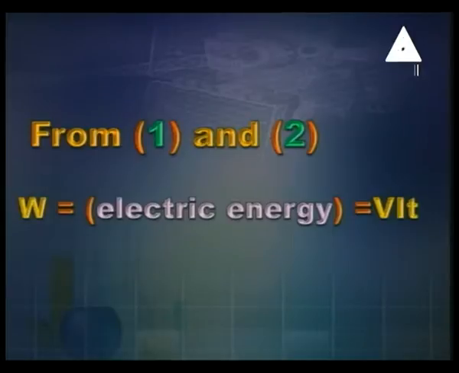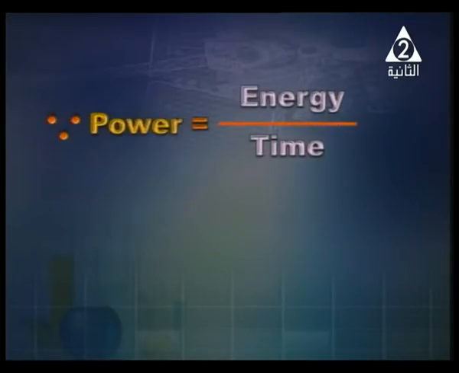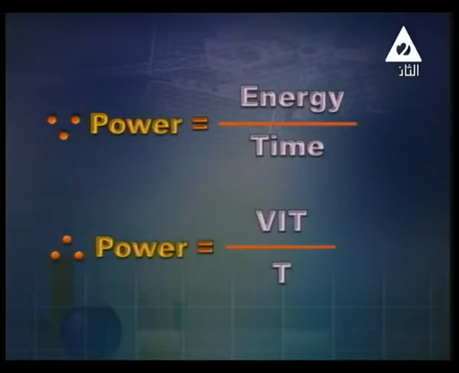What is the relation between energy and power? Power is equal to energy over time. It is the rate of converting electric energy. So power equals electric energy converted, produced or consumed, over the time. So it is VIT over T, and of course the time will be crossed out. So power is given from the expression VI. This is the first part of the proof.